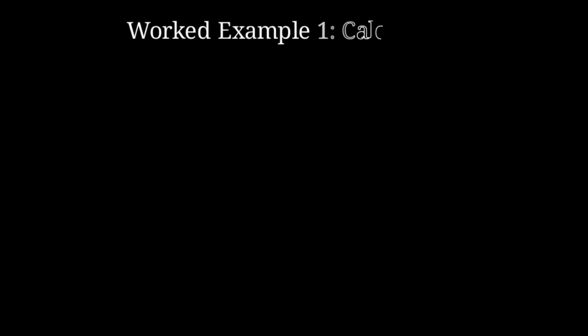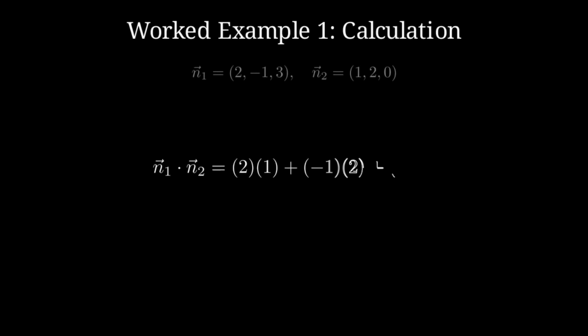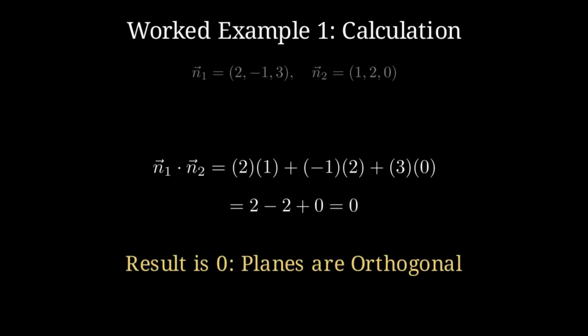We perform the dot product calculation. 2 times 1 is 2, -1 times 2 is -2, and 3 times 0 is 0. Adding these gives us exactly 0, confirming these planes are orthogonal.